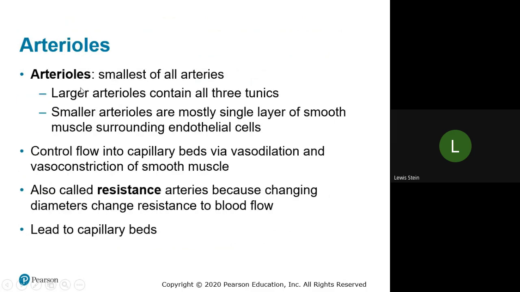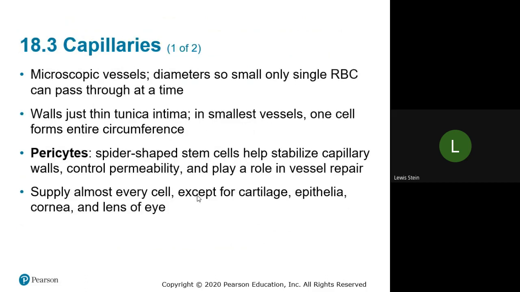They vasoconstrict. Then there are the arterioles, and the interesting thing is, because it's a closed system, they keep getting more and more numerous. So you have proportionately a vast number of arterioles. All three tunics control blood flow into the capillary beds. We call them resistance arteries, because we can change the diameter to really resist flow and limit it going into those capillary beds. That's the beauty of it. Which brings us lastly to what they lead into, capillaries. So small, only a single red blood cell can pass through at a time.